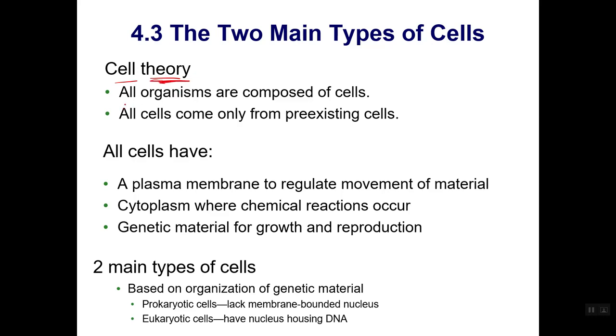So the 2 statements that the cell theory states is that all organisms are composed of cells. Remember, cells are the basic unit of living things. And all cells come only from pre-existing cells. So basically, cells are not just going to poof, pop up out of nowhere. They had to come from a pre-existing cell. That might make you think, well, where did the first cell come from? It's a good question. Look it up.